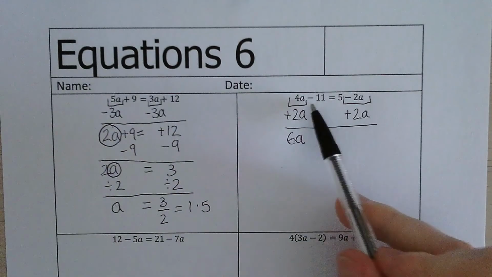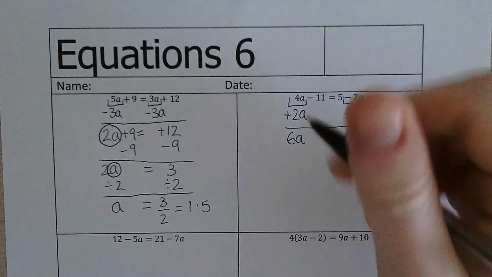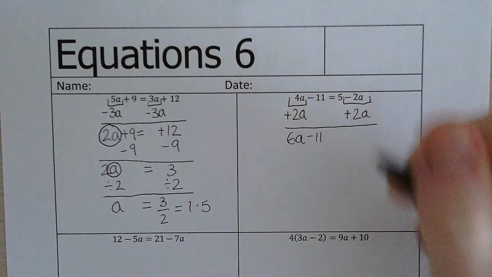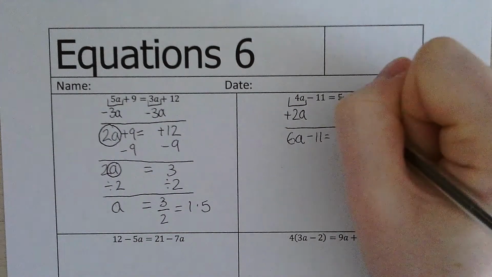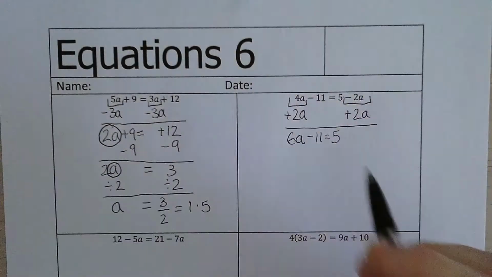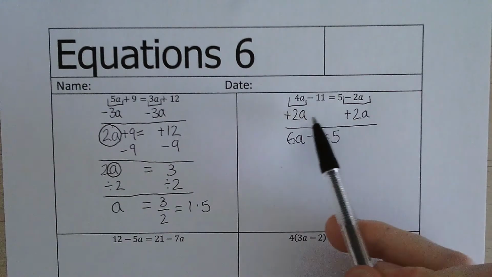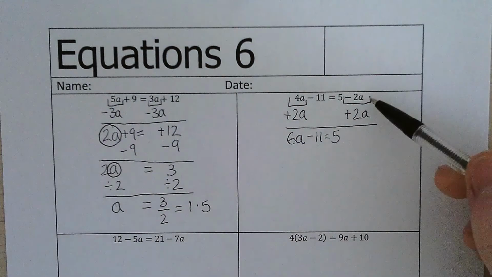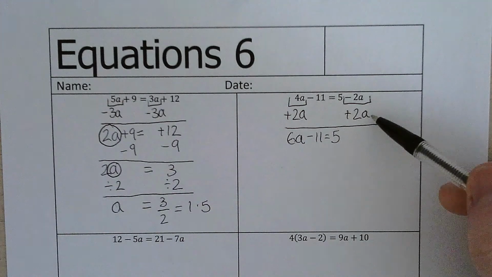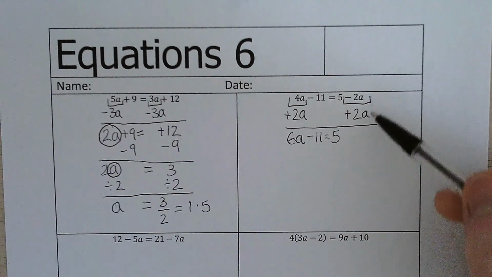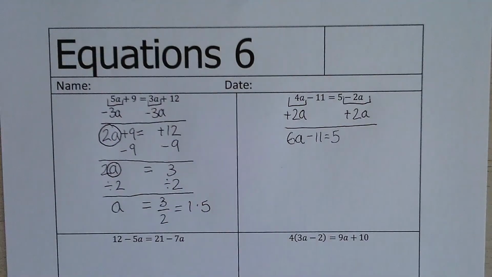4a add 2a is 6a. The take away 11 will drop down to the next line. The equals will drop down to the next line, and the 5 will drop down to the next line because there's nothing underneath any of these terms. The minus 2a and the plus 2a, well, that's 0, so they cancel, so we don't write anything on the next line. So, with 6a take away 11 equals 5, now we try to isolate the term.